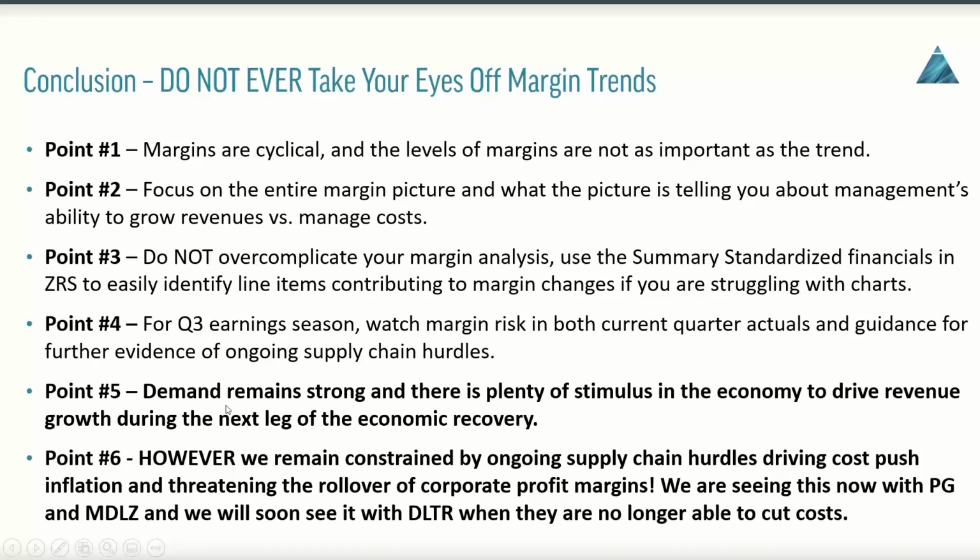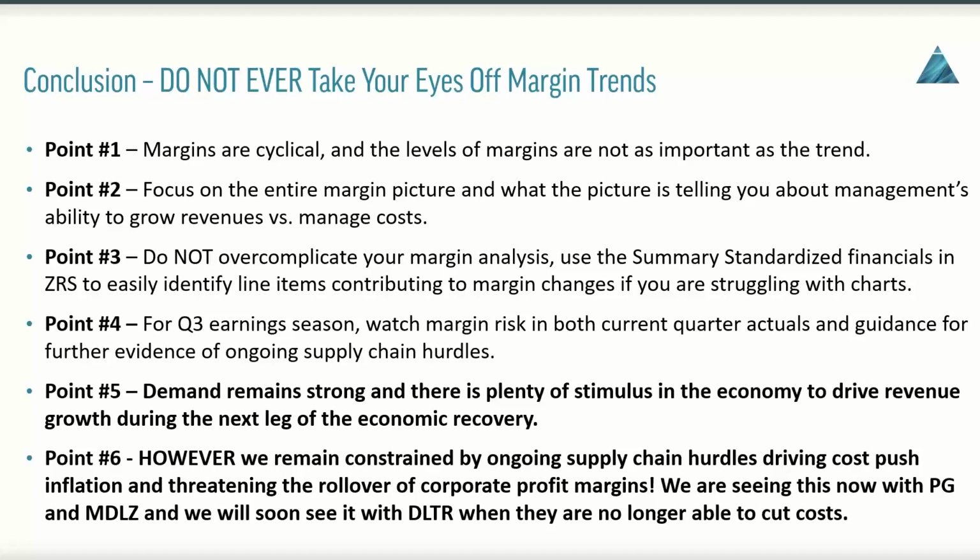Point number 5 is actually a good point, right? Demand remains strong. Demand is not our issue right now. It's almost purely supply side and what the Federal Reserve's next steps are. So there's plenty of stimulus in the economy to drive revenue growth during the next leg of the economic recovery. And obviously, revenue growth is the primary input to our margin analysis, right? It's the very first chart we looked at, that revenue trailing 12 one-year percent change.